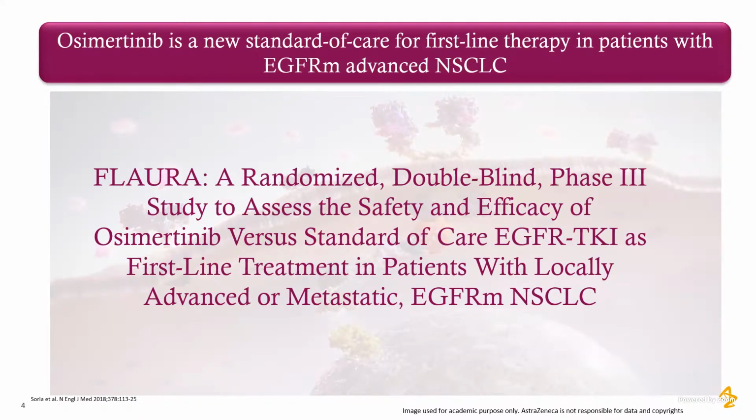So osimertinib is the new standard of care for first-line therapy in patients with EGFR mutant advanced non-small cell lung cancer. As per the FLAURA trial, which Dr. Shahida had mentioned, a randomized double-blind phase 3 study assessed the safety and efficacy of osimertinib versus standard of care EGFR TKIs. They usually did this study with gefitinib and erlotinib as first-line treatment in patients with locally advanced or metastatic EGFR mutant non-small cell lung cancer. Next slide, please.